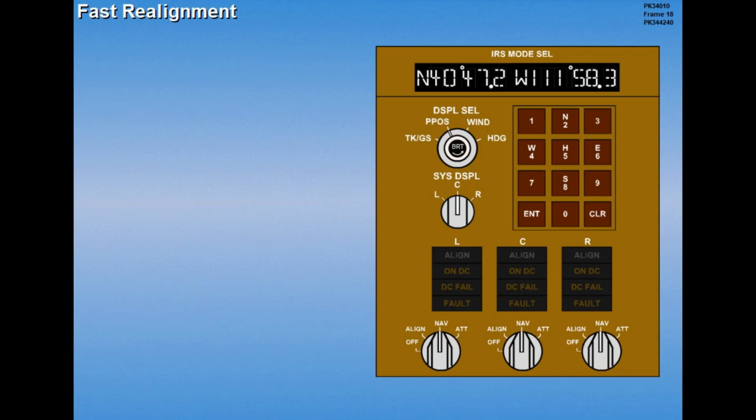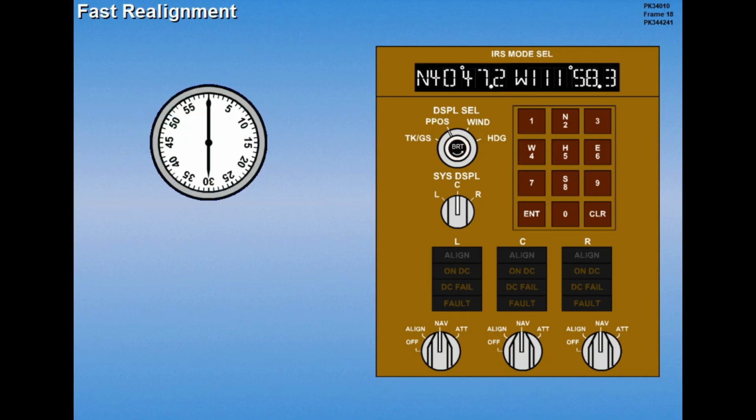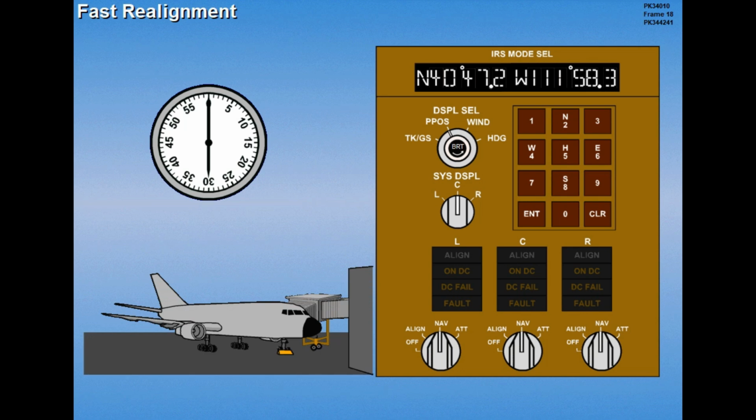A fast realignment process can be used to eliminate these errors for flights that will not operate in Class 3 airspace. The fast realignment takes 30 seconds and must be performed while the aircraft is parked.